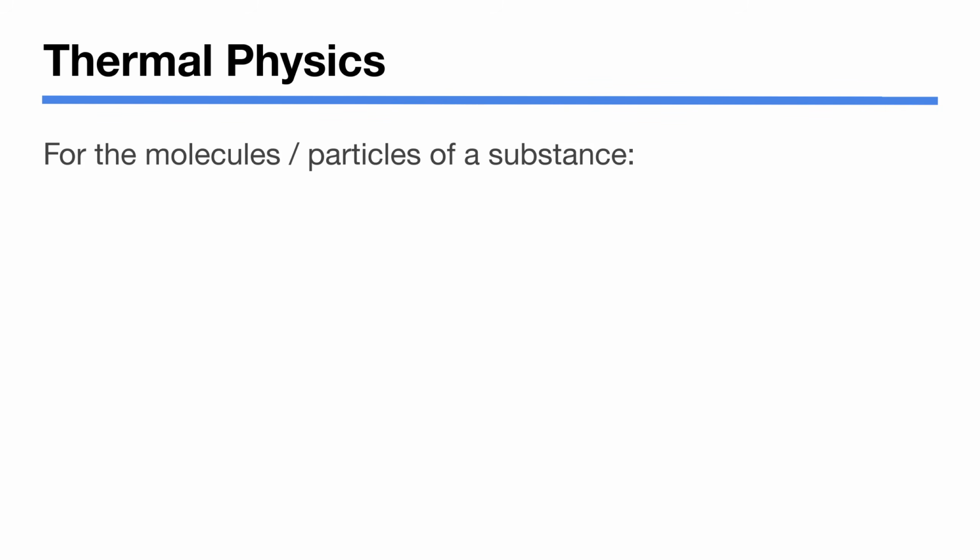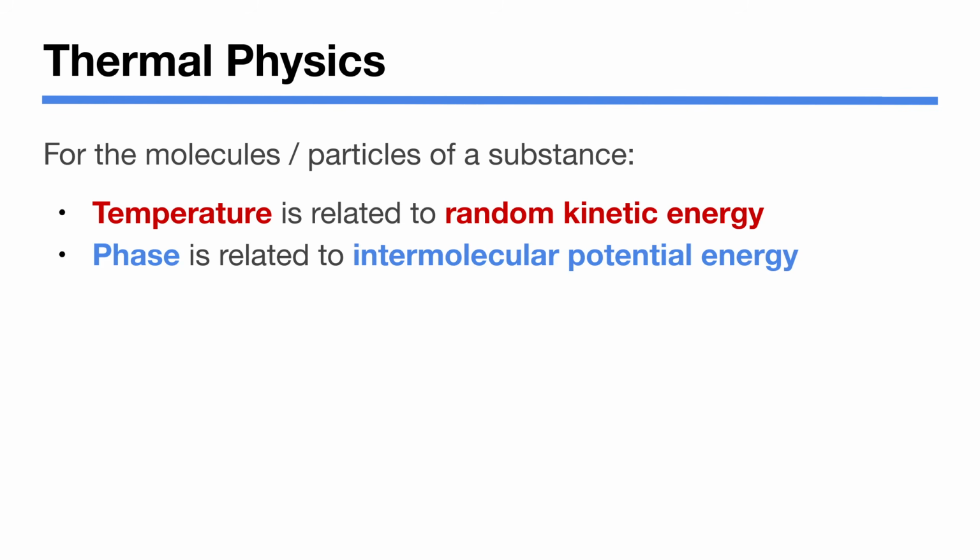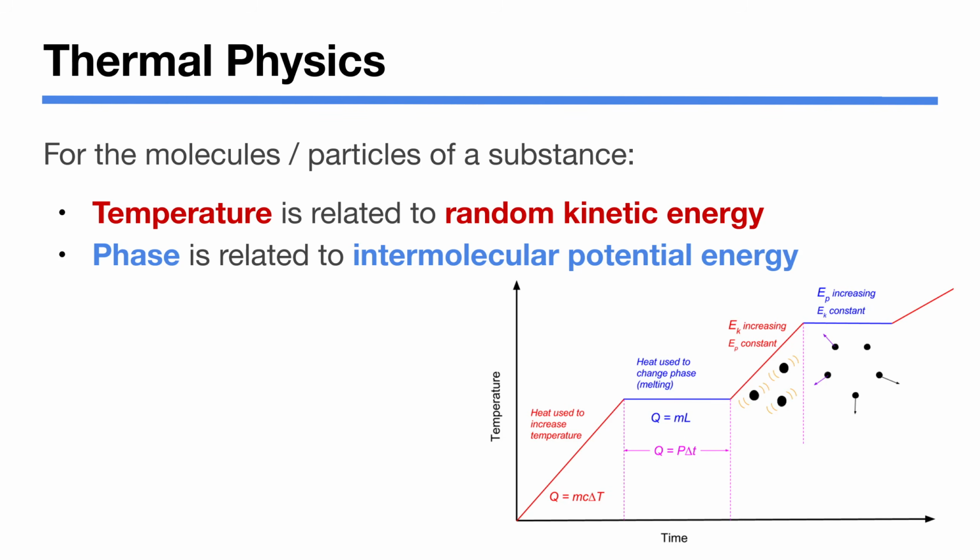Some thermal physics things that are good to know. A lot of this comes down to thinking about the particles to explain the big scale macroscopic behavior. The most important is your two types of energy and what they go with. Temperature is all about the random kinetic energy of the little particles as they're bouncing and vibrating around. And phase is all about the intermolecular potential energy, how well bonded they are to each other, more or less. So make sure you're relating those things. Temperature goes with kinetic energy. Phase goes with potential.